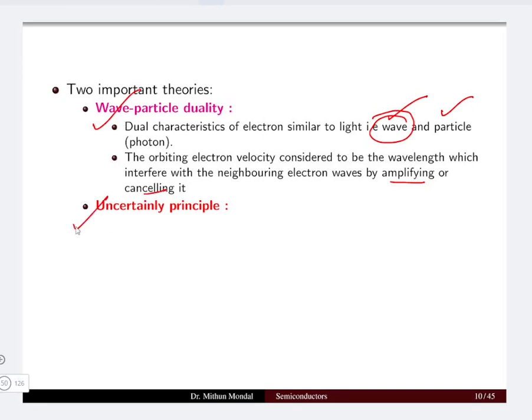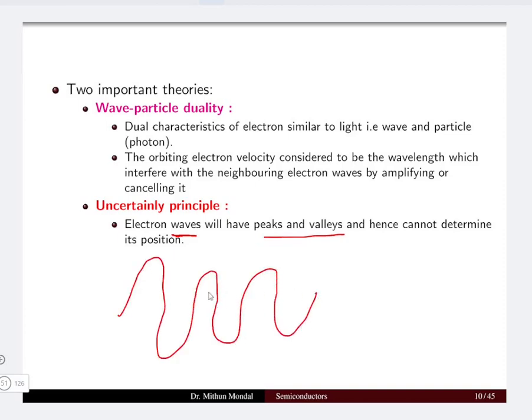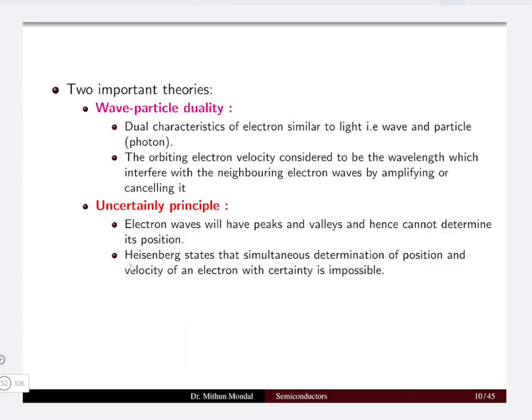The next theory which comes is the uncertainty principle. The waves of the electrons will have peaks and valleys. How? Because we have seen that any waves will have some peaks and some valleys, and hence we cannot determine the position at every instant of time. Heisenberg has given one important principle: simultaneous determination of the position and velocity of an electron with certainty is impossible. So this is the uncertainty principle given by Heisenberg.